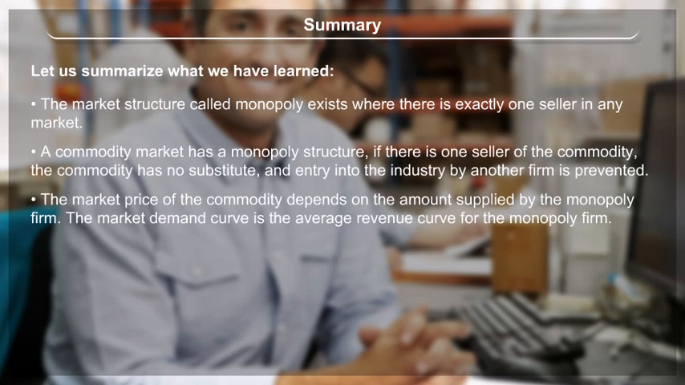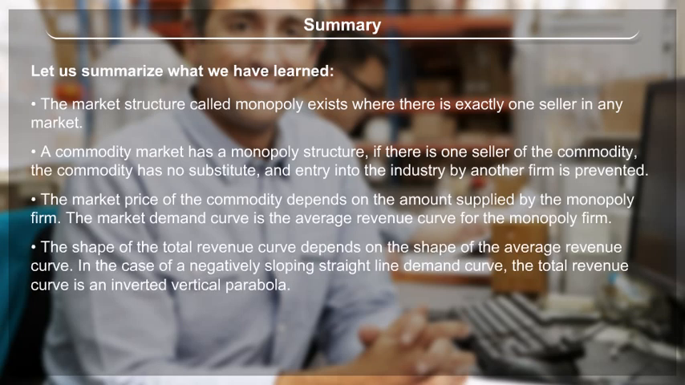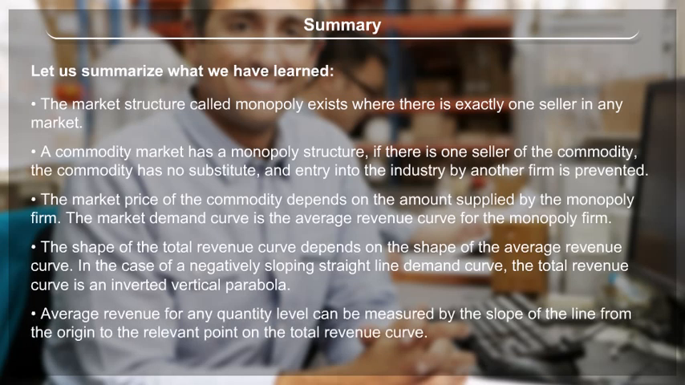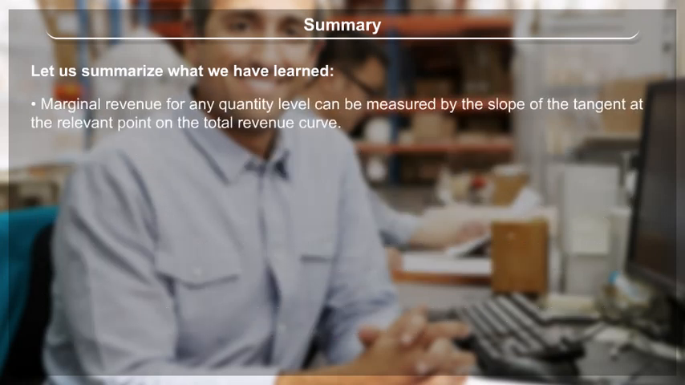The market demand curve is the average revenue curve for the monopoly firm. The shape of the total revenue curve depends on the shape of the average revenue curve. In the case of a negatively sloping straight line demand curve, the total revenue curve is an inverted vertical parabola. Average revenue for any quantity level can be measured by the slope of the line from the origin to the relevant point on the total revenue curve. Marginal revenue for any quantity level can be measured by the slope of the tangent at the relevant point on the total revenue curve.